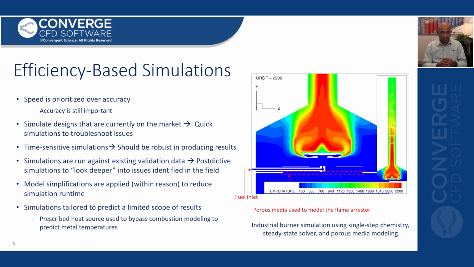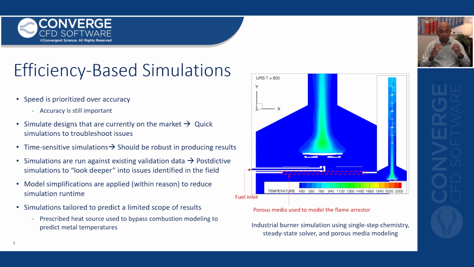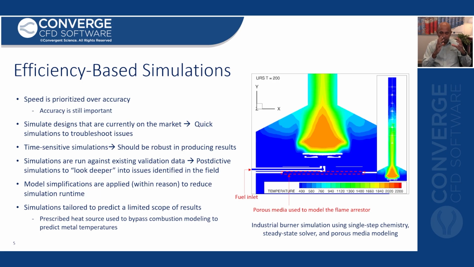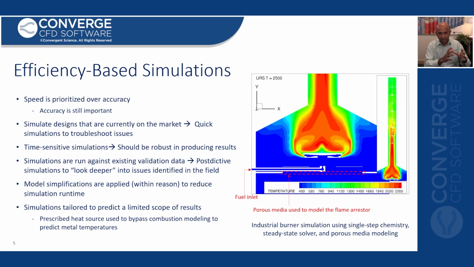Simulations often are tailored to predict a limited scope of results. So you are not interested in everything, like flame shape and emissions. Your focus is mainly on whether your flame shape is off, or your emissions are off, or a hotspot is appearing somewhere, and that's why the design is failing. You're typically focusing on that aspect to solve it. So you can make certain simplifications and get to fix the problem at hand.